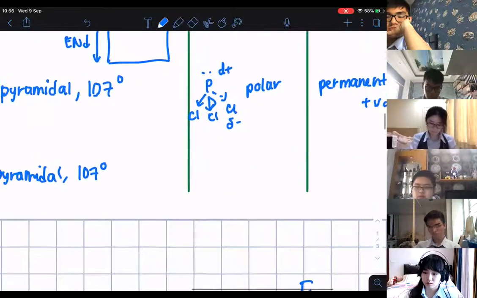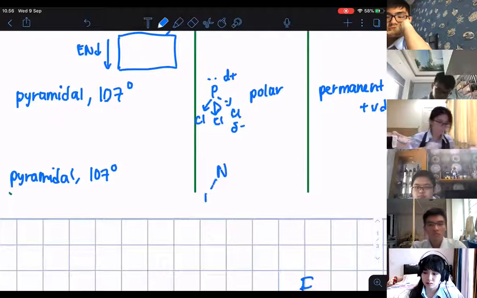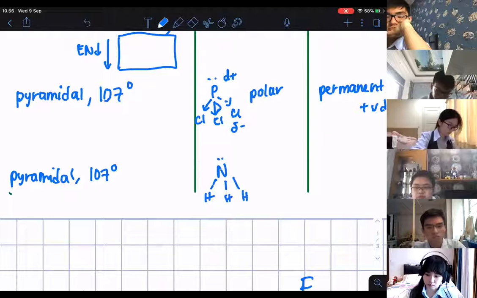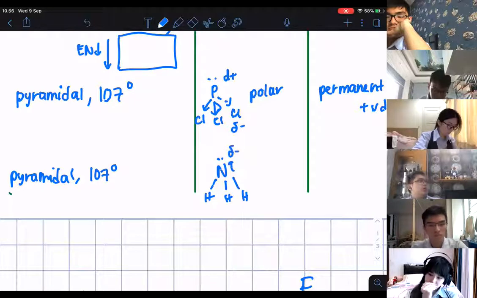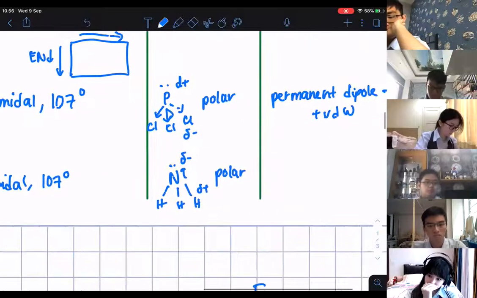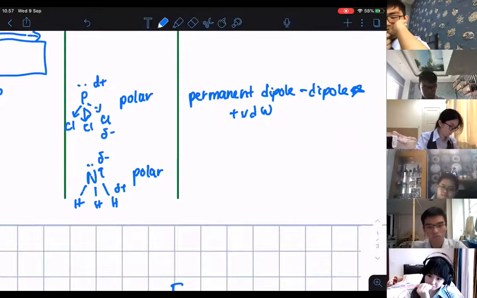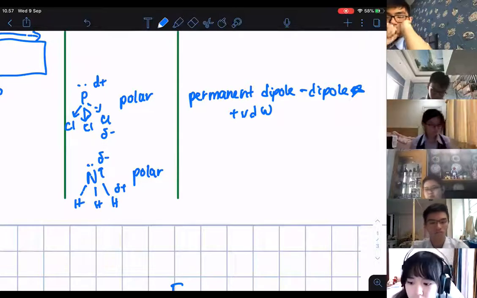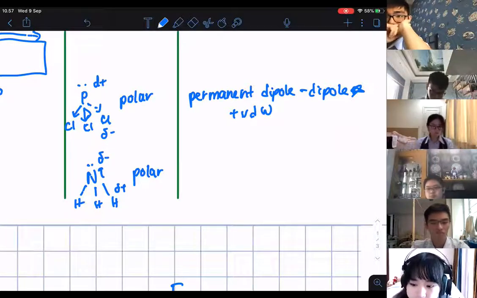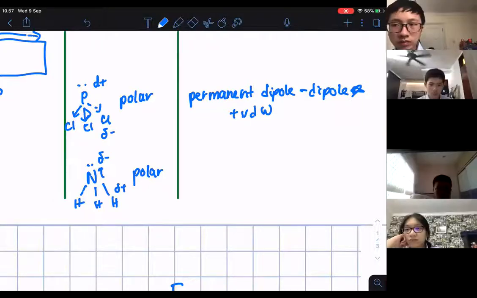Whether it's polar or non-polar, you can confirm over here. The nitrogen is more electronegative, so the electrons will go there: delta negative, delta positive, so it's polar. But it's important: when it's a polar molecule, you know it's permanent dipole-dipole, but always double check whether they have hydrogen bonding or not. So I just want to check whether there is hydrogen bonding.